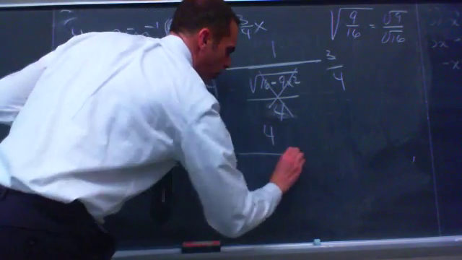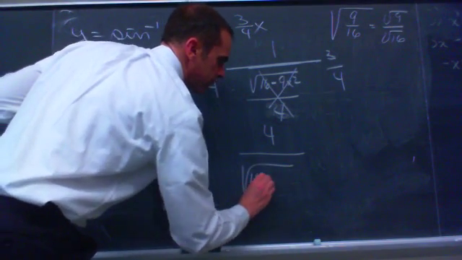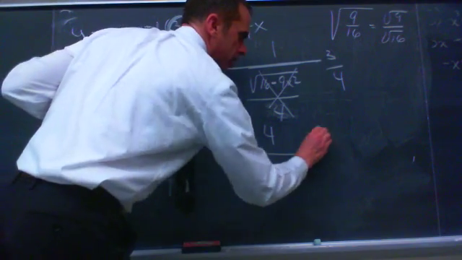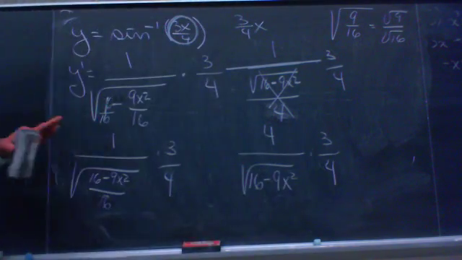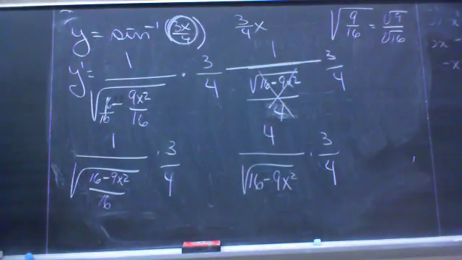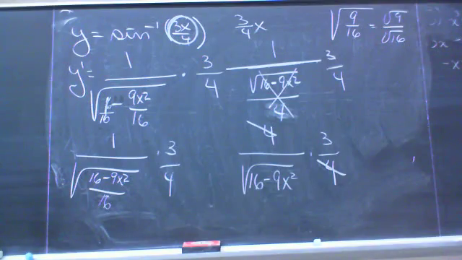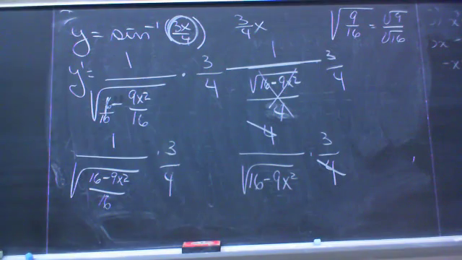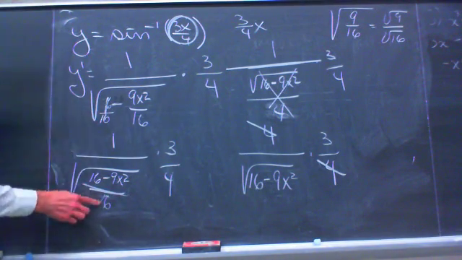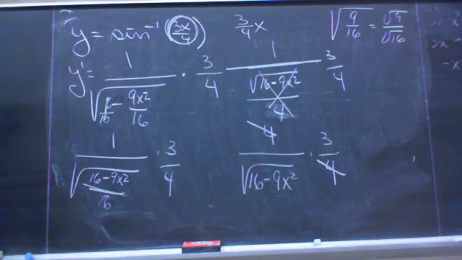So it becomes 4 over the square root of 16 minus 9x squared times what? 3/4. And what happens to the 4's? And there's my answer. 3 over that. So yes, just be careful. I don't know why I had the 9 and 16. Correct. Okay, let's do another one.